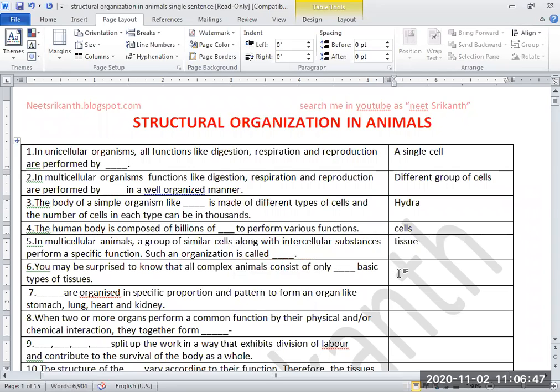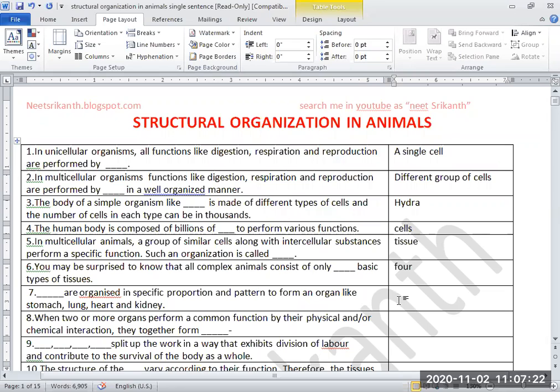You may be surprised to know that all complex animals consist of only how many basic types of tissues? Four. Very good. Epithelial, connective, muscular, and nervous tissue. The 4 types of basic tissue.